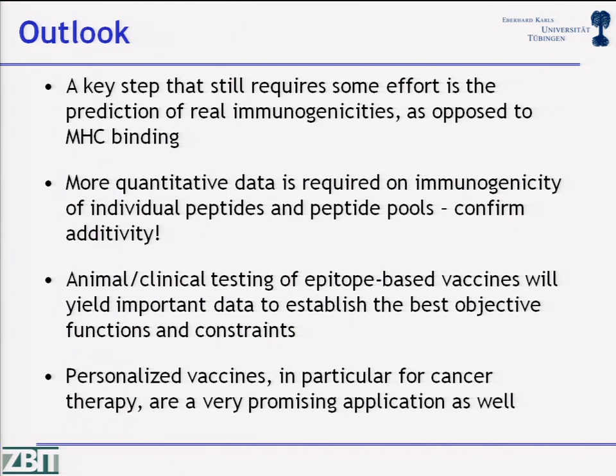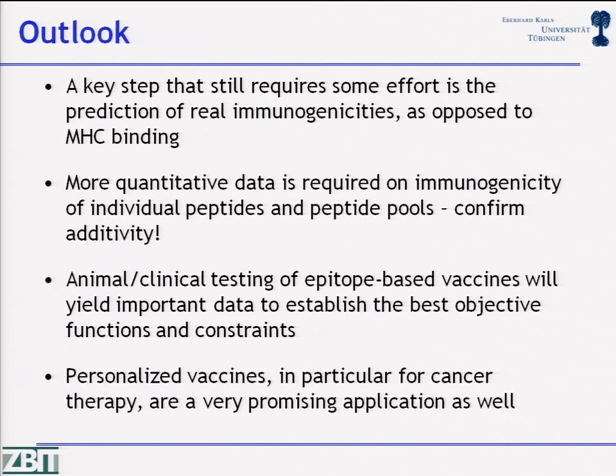We also are working right now with experimental groups on getting quantitative data on immunogenicity that would confirm or give us an idea of how valid this hypothesis of the additivity of these individual immunogenicities is. That is not really straightforward. We see that pools of peptides behave slightly different than individual peptides, which is not exactly surprising, but so far we don't have a better model than this additivity, so this is what we stick to.